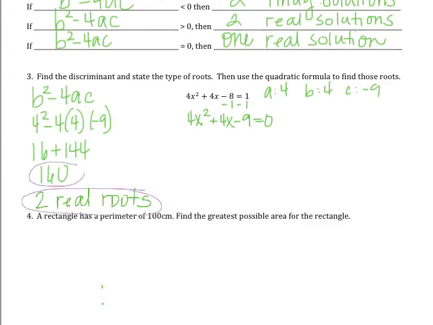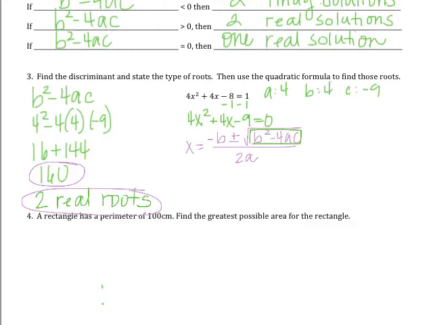So we found the discriminant, we have stated the type of roots, and now we want to use the quadratic formula to find those roots. Let's just rewrite the quadratic formula just so that we're making sure we're memorizing it. X equals opposite b plus or minus the square root of b squared minus 4ac, all divided by 2a. Notice that this 160 represents this b squared minus 4ac.